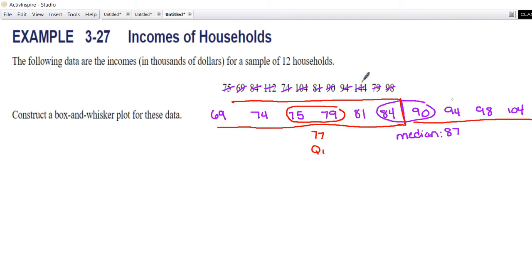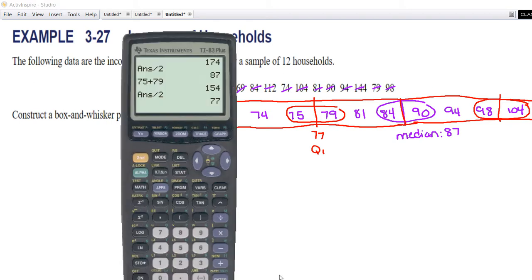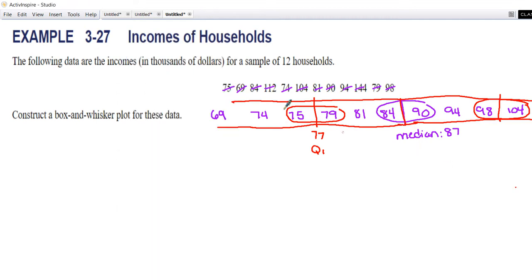I'm going to do the same thing on the other side. So I have in between 98 and 104. So we go 98 plus 104, divide by 2, we get 101. So that is the median of the upper half of the data, and that is going to be quartile 3.